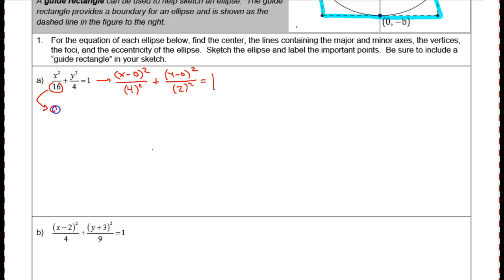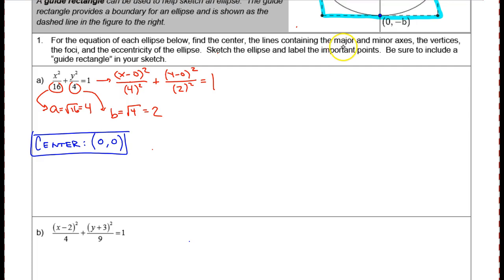Here we have a equals the square root of 16, which equals 4. And here we have b equals the square root of 4, or 2. Those two parameters are going to be important for us as we find some of these other items. For the center, remember that the center is at h comma k, and for this, that's just 0 comma 0.